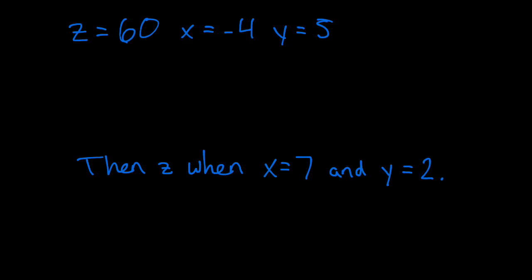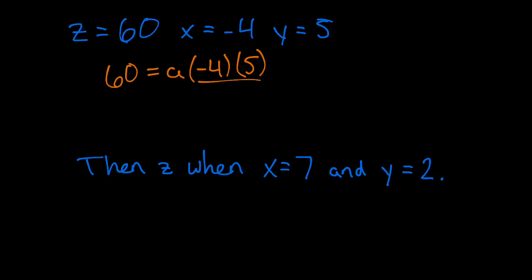So our first example says that z varies jointly with x and y. z is 60 when x is negative 4 and y is 5. Write the equation that relates the variables. Then find z when x is 7 and y is 2. So again, first thing we've got to do is find the constant of variation. So z varies jointly with them, so that follows the pattern where z equals axy. We know values for x and y and z, so we plug those in to find a.